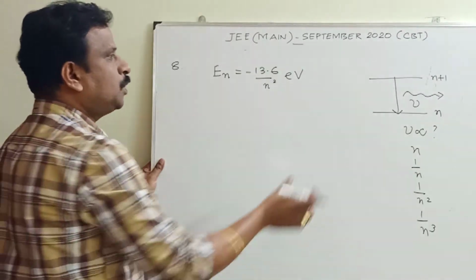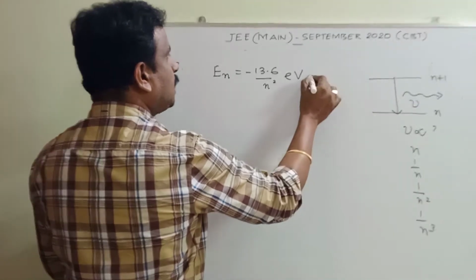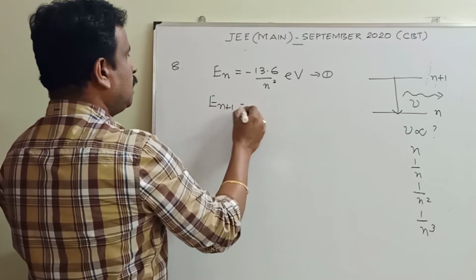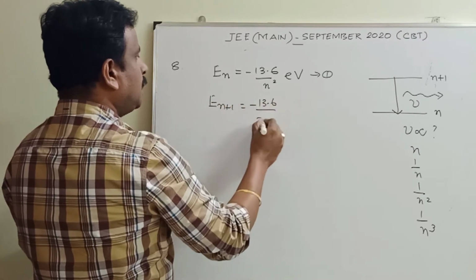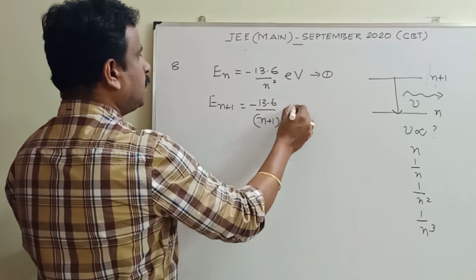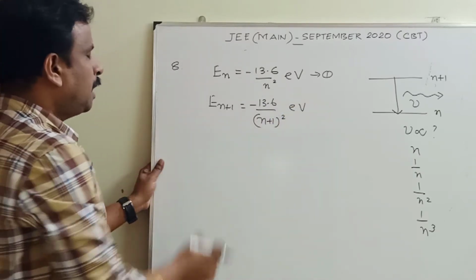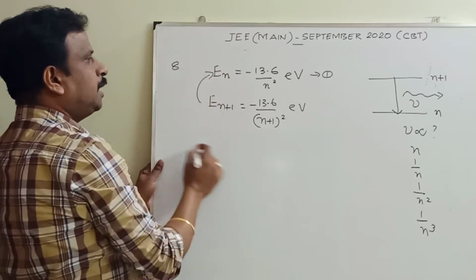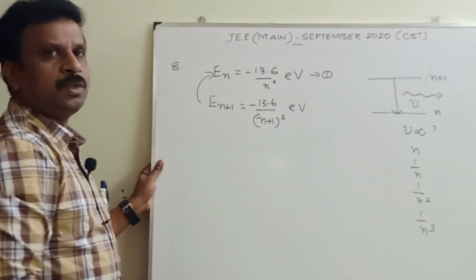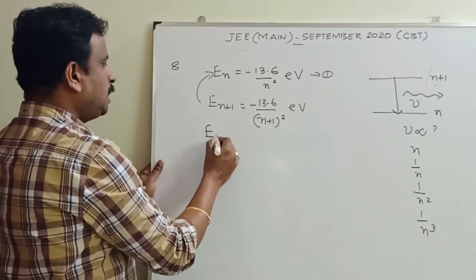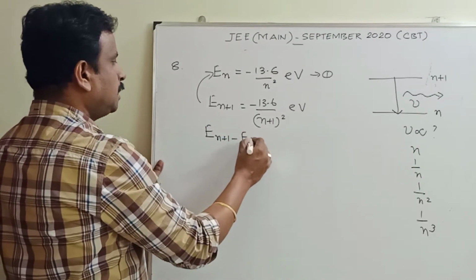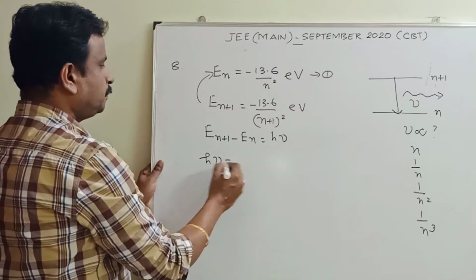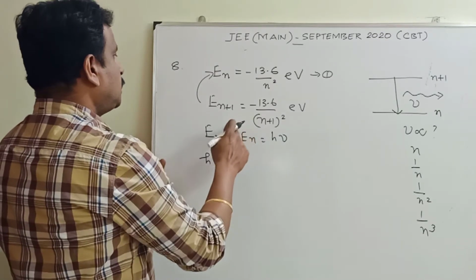Okay. Now we have two energy levels. One is nth level. Let it be equation number 1. And for n plus 1th level, the corresponding energy will be minus 13.6 by n plus 1 the whole square electron volt. Am I right? And this energy difference when electron jumps from higher energy to lower energy will give you a photon of energy h nu. So energy difference E n plus 1 minus E n is equal to h nu.